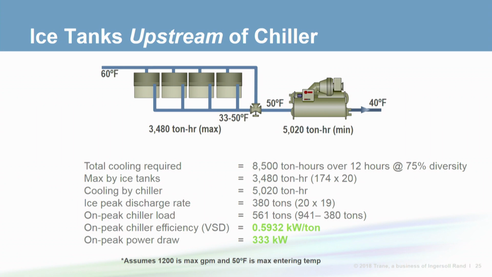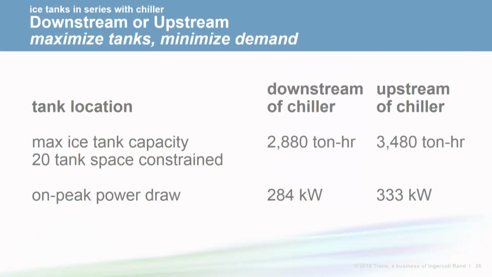So this configuration reduces the on-peak cooling load that must be satisfied by the chiller. However, it is operating less efficiently, and the on-peak draw of the chiller is increased to 333 kilowatts, nearly 15% worse than when the tanks were located downstream. In summary, locating the 20 ice storage tanks downstream of a chiller with a variable speed drive rather than upstream reduced the on-peak electrical demand by an additional 49 kilowatts.